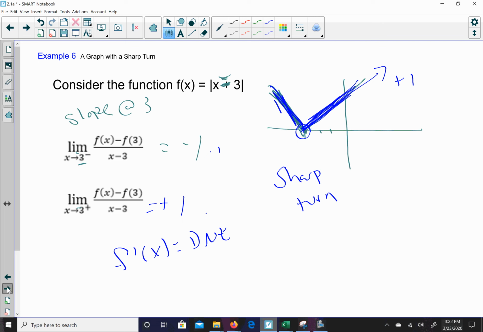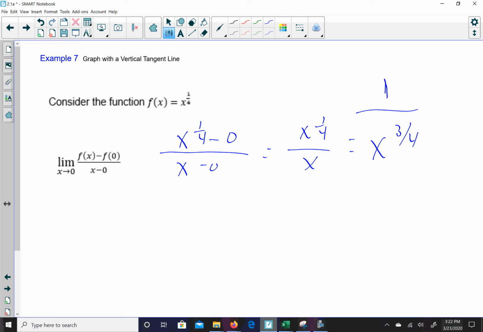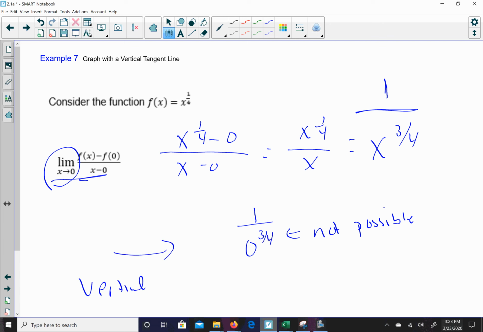And the next one, when we have the function f of x equal to x to the 1/4 power, and they're asking me to find the derivative at a point. This is going back to what we did before. This would be x to the 1/4 minus f of 0, which is 0, all over x minus 0. So I'm going to end up with x to the 1/4 over x, and that's equal to 1 over x to the 3/4. If I try to put in the 0, this is one of those cases where the x doesn't simplify, so I'd have 1 over 0 to the 3/4, which you know is not possible. Undefined, can't happen. So what's going to happen here is if I were to sketch the graph, I'm going to have a vertical tangent line.